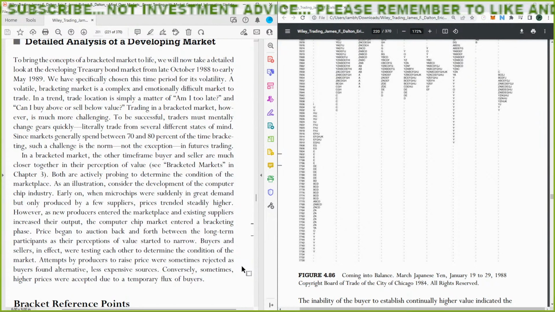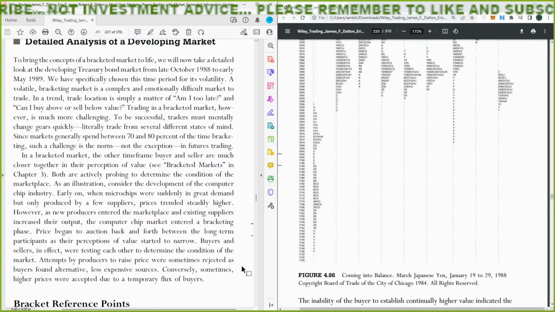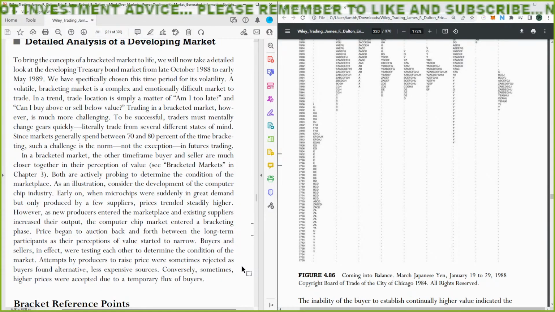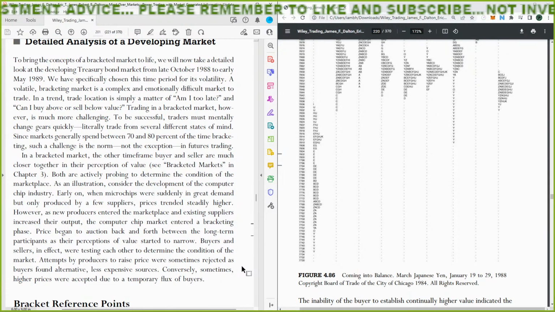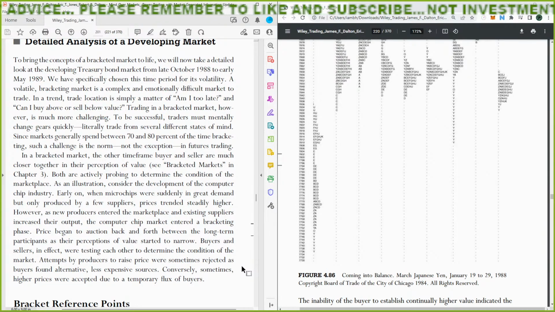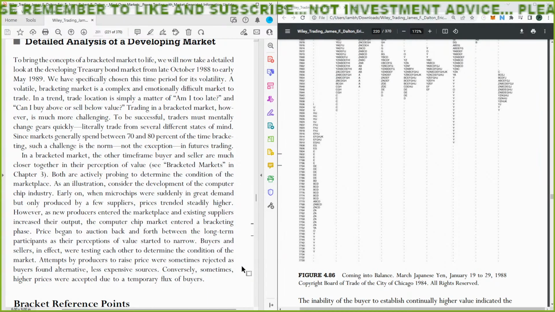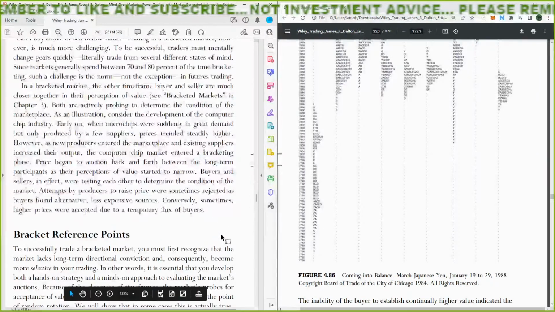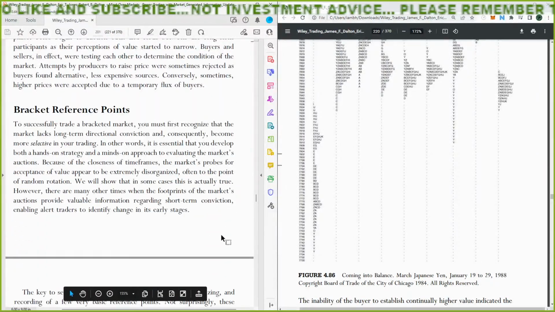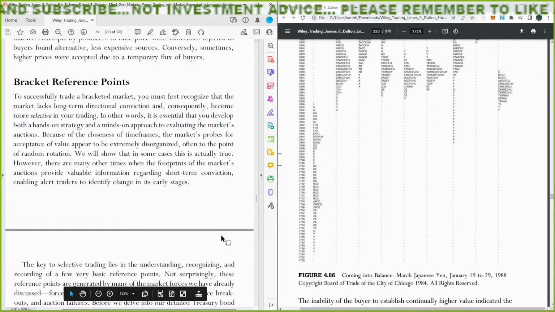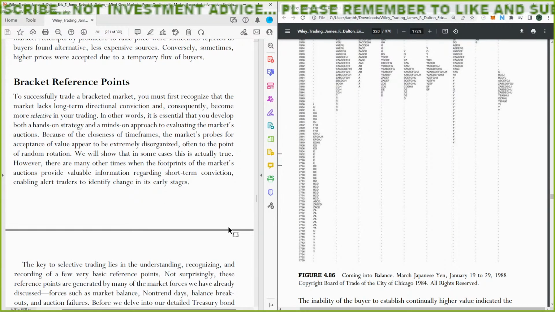Buyers and sellers, in effect, were testing each other to determine the condition of the market. Attempts by producers to raise price were sometimes rejected as buyers found alternative, less expensive sources. Conversely, sometimes higher prices were accepted due to a temporary flux of buyers.